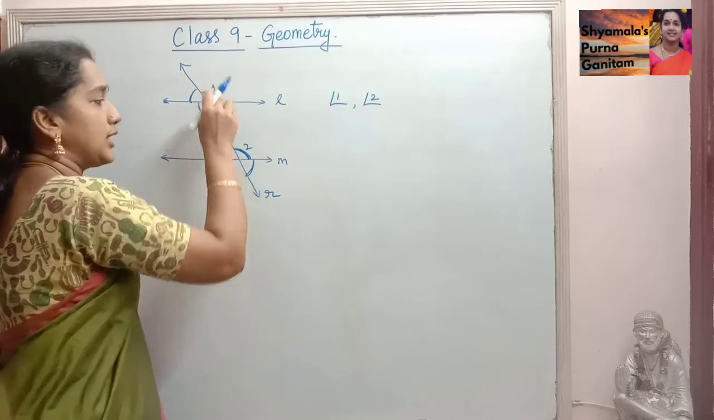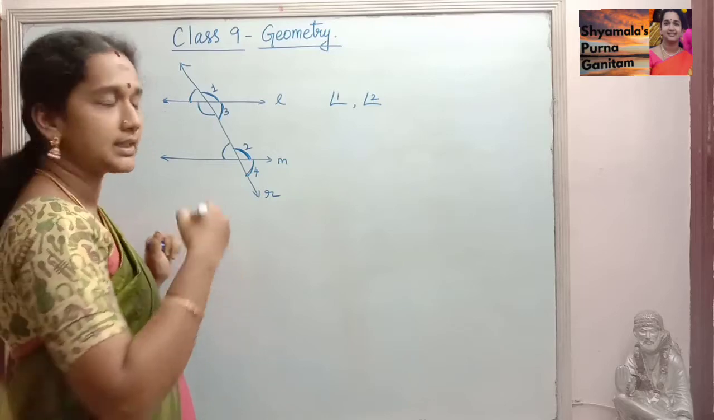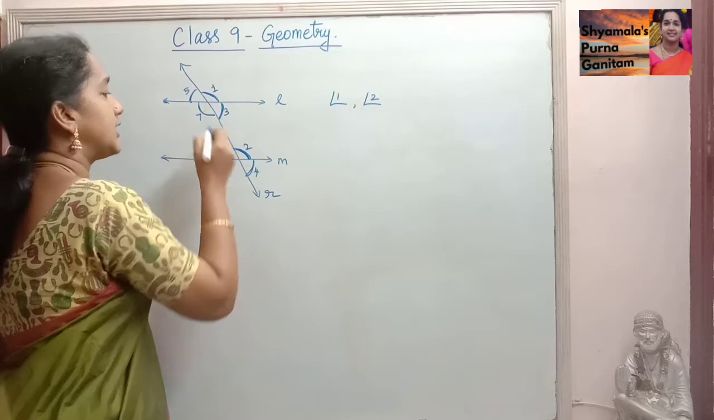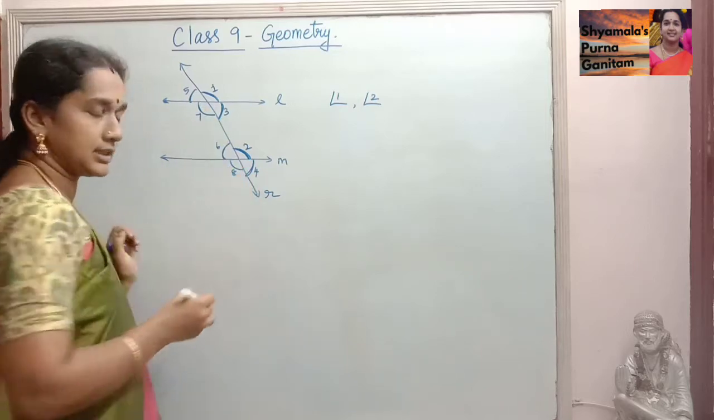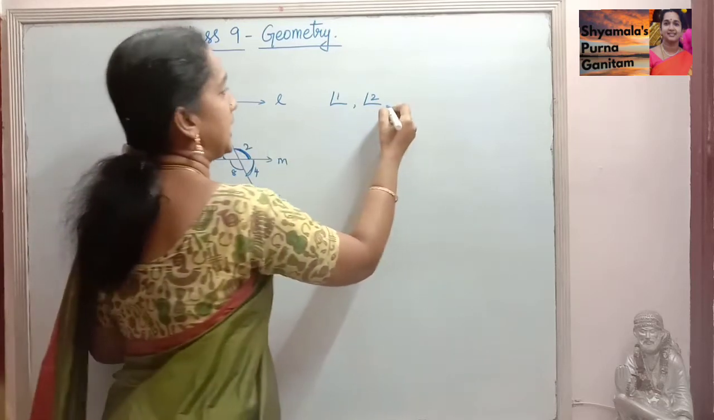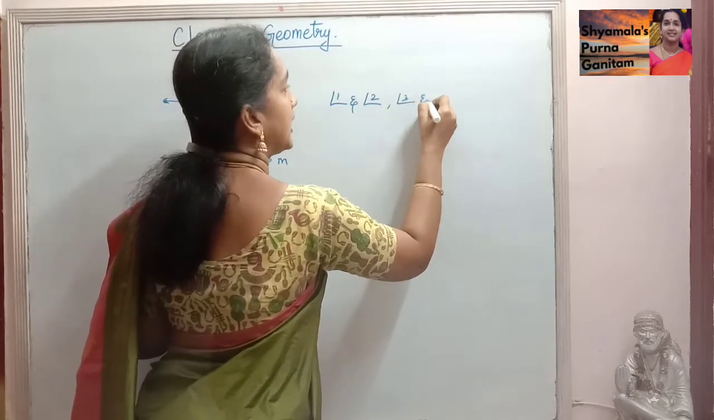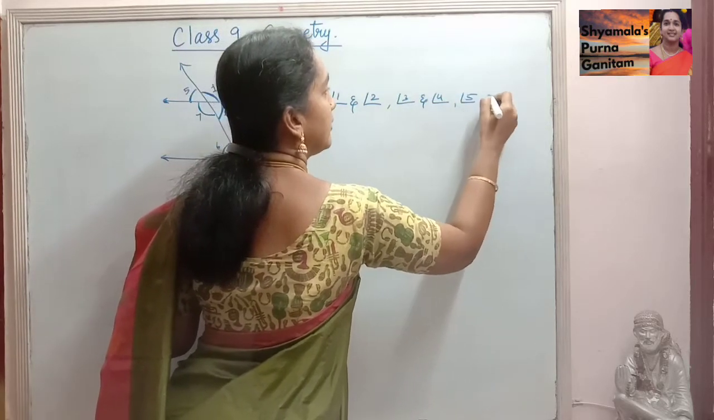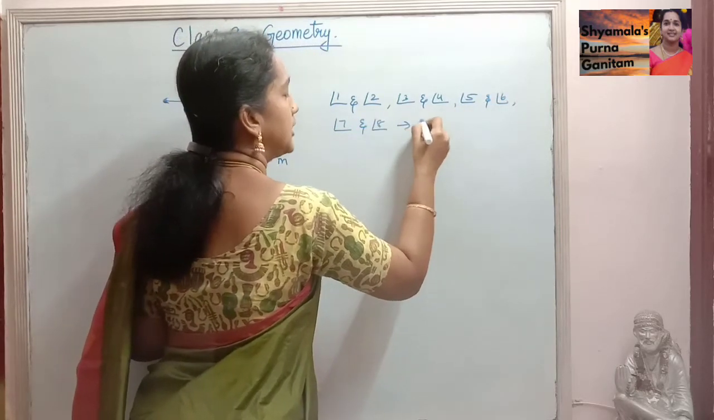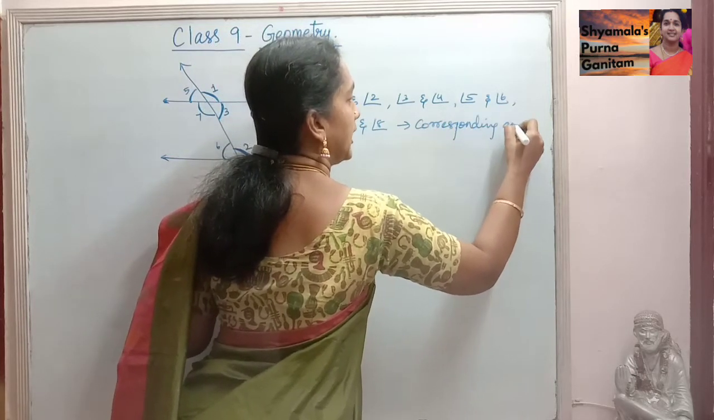So pair we will say 1 and 2. The same way 3 and 4 are also corresponding angles. The same way 5 and 6 are corresponding angles, and 7 and 8 are corresponding angles. So all these pairs of angles, we'll say that as corresponding angles. So 1 and 2, then 3 and 4, then 5 and 6, 7 and 8 are called corresponding angles.